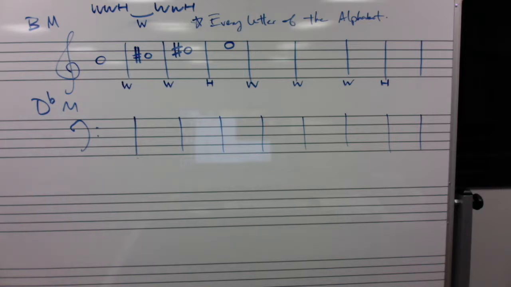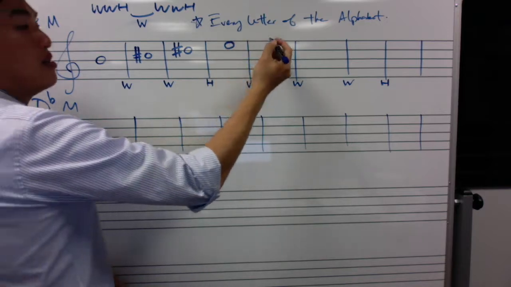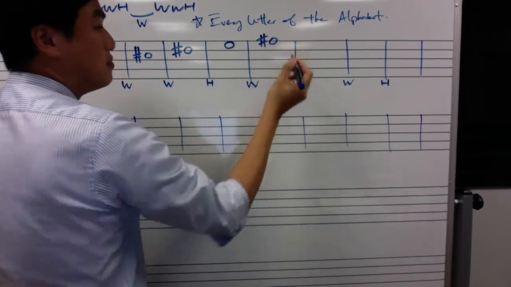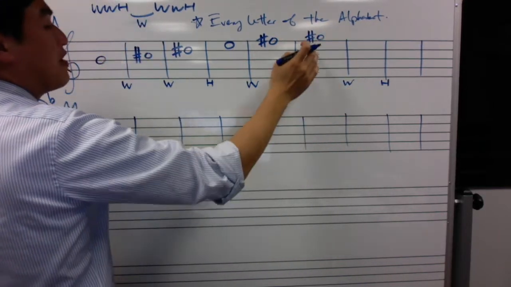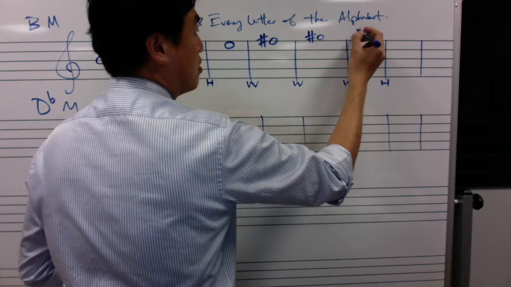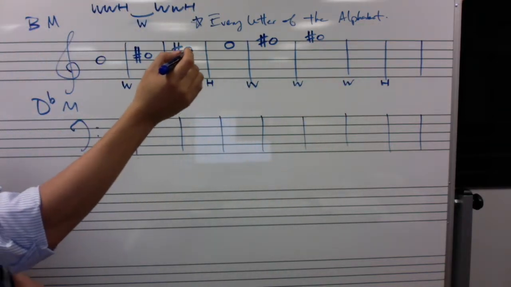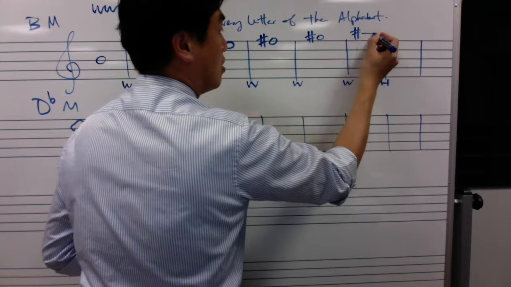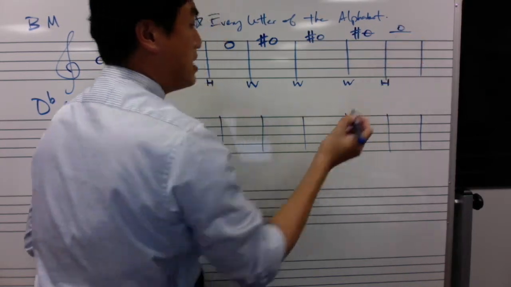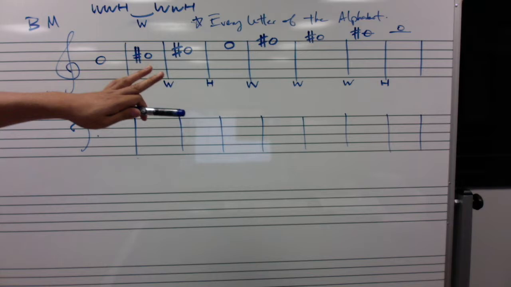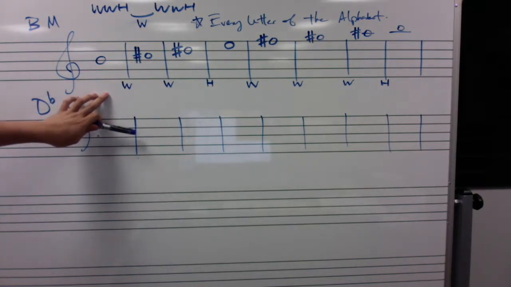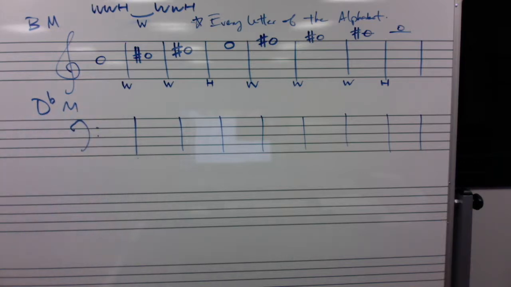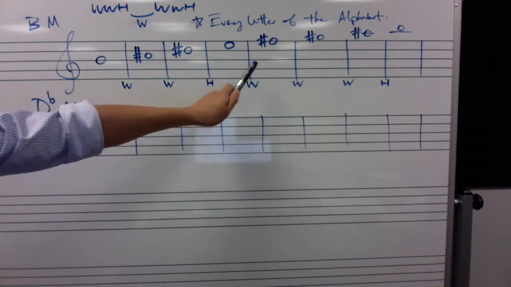Okay. Next, I need a whole step above E, which is what? F sharp. And a whole step above F sharp, G sharp. And a whole step above G sharp. A sharp. Excellent. Right? And then a half step back to B. Here's the last tetrachord. So here's the first tetrachord. And those two tetrachords are connected by a whole step.